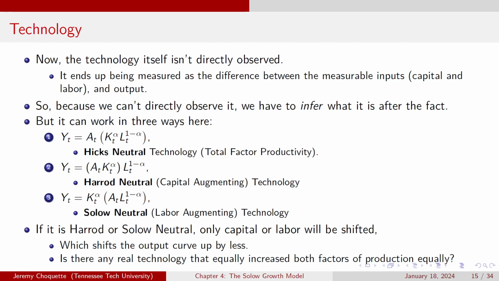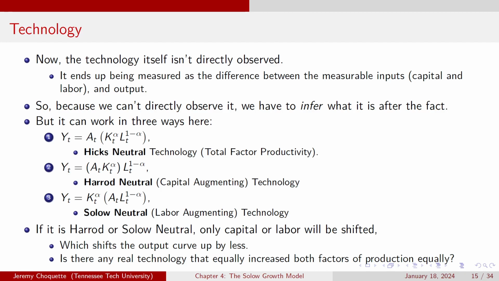So anyways, technology itself isn't directly observed. Now you're probably going, what the hell? You were just talking about all these cool examples of how technology gets observed. Yes, but the way it's observed in the model, the way we put things together in the model, is not quite the same, because it ends up being measured as the difference between these measurable inputs, like the amount of capital and labor that we have, and output.